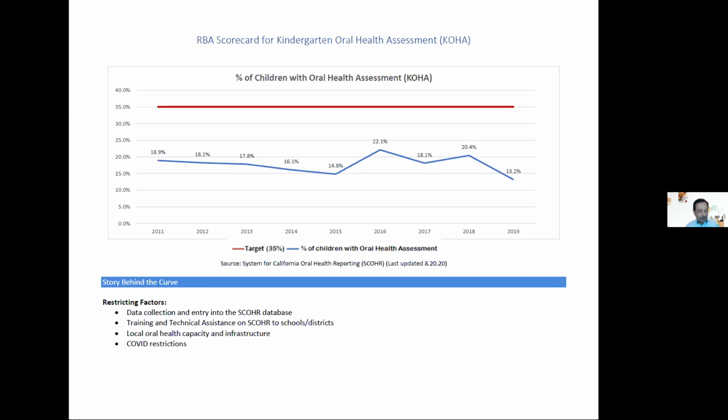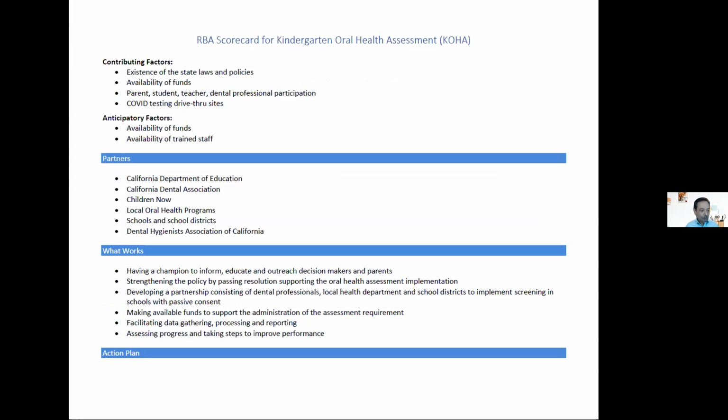So there's COVID. This is going to make it worse. Next year, it's going to drop precipitously. And then hopefully we'll have all this local oral health program capacity, infrastructure, SCORE database, technical assistance, all these things available in 2021, 22. Then we want to turn this curve up. So what are the action steps needed to achieve that? That's what Trevor will discuss.